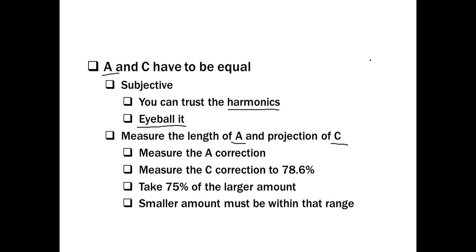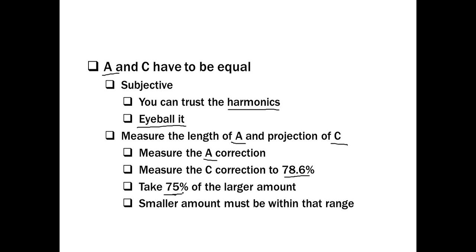Some people will also go in and measure, this is another subjective part of it, the length of the A, B, C correction. Essentially they'll measure the A correction, meaning the initial correction of A, and they'll measure the C correction to the trigger line, or what we call the projection of C if it has not hit the 78.6. And as long as they're within what we call 75% of one another, that would also be considered to be equal. And this percentage can change from trader to trader, if you will.